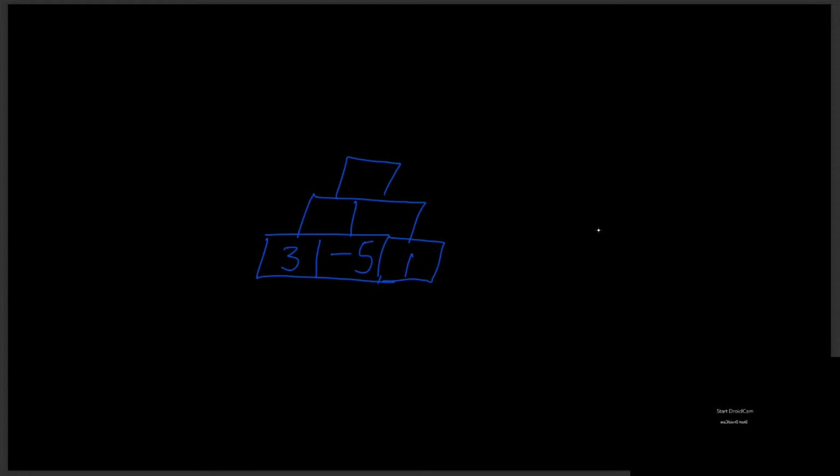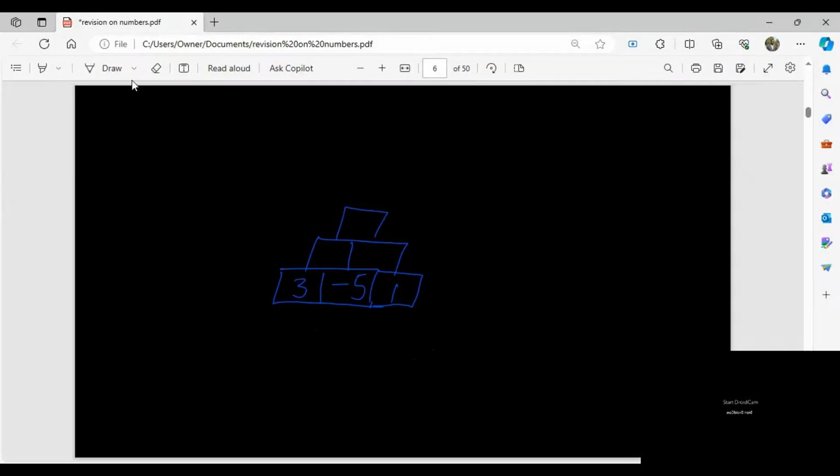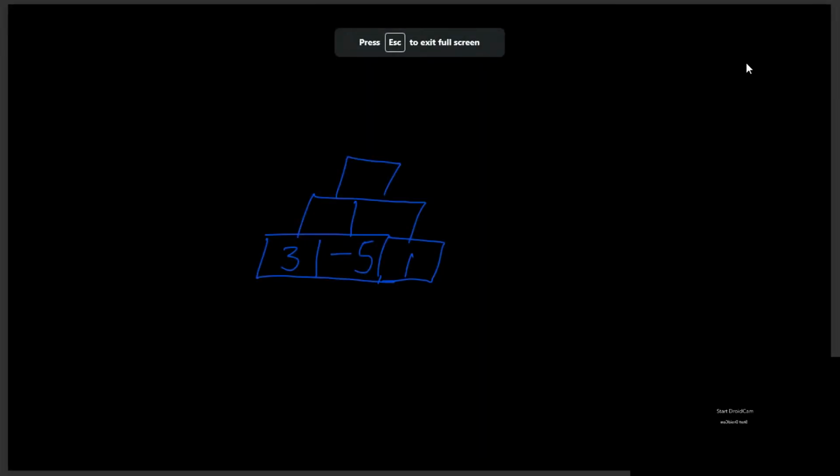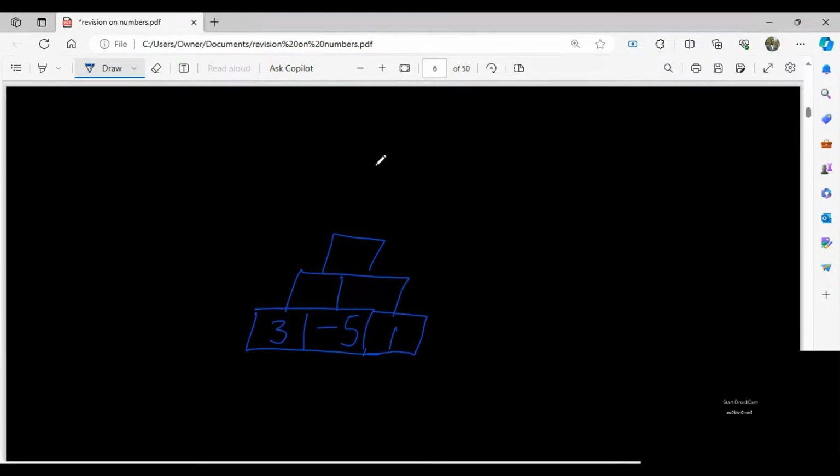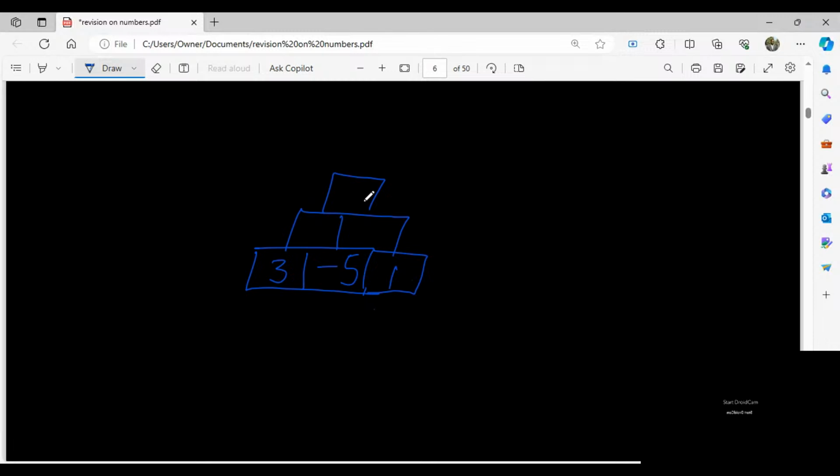We shall add this 3 here and this 5 there so that we can work them out. All right, so it will be 3, 3 minus 5. I shall write it this side, 3 minus 5. So this one is the same as saying 3 plus minus 5.